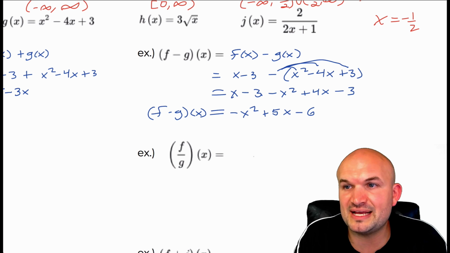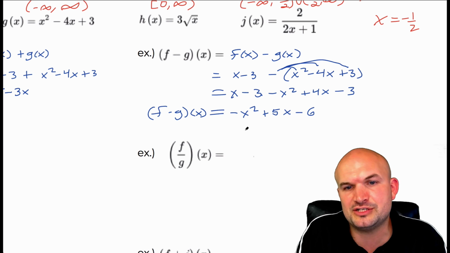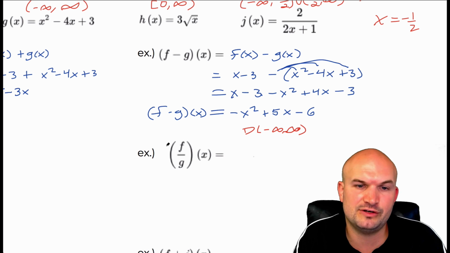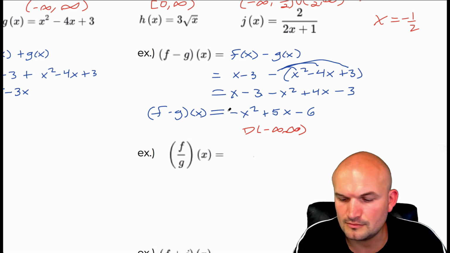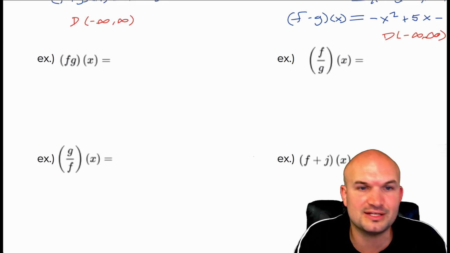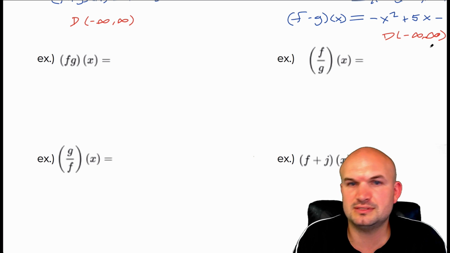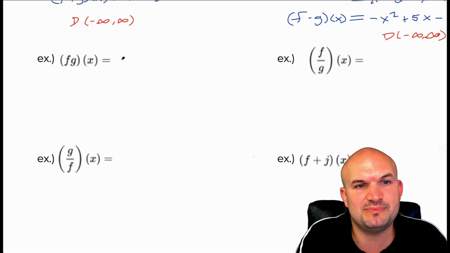Okay. Again, our domain here: you can see that this produces a quadratic. Again, my two functions were unrestricted, so therefore my new domain is not going to have any restrictions as well. All right, let's get on to some multiplying. So I'm just going to do all the products with f and g here. Multiplying is, again, just taking the function f of x times g of x.